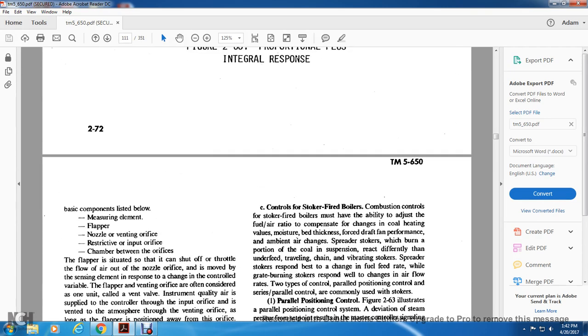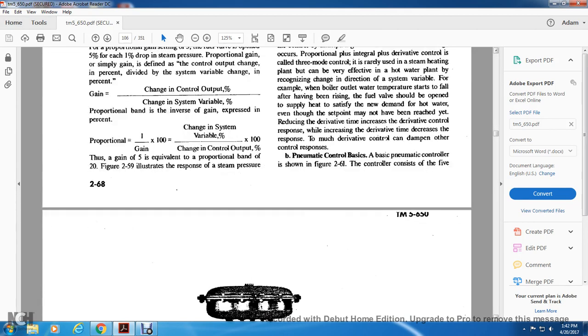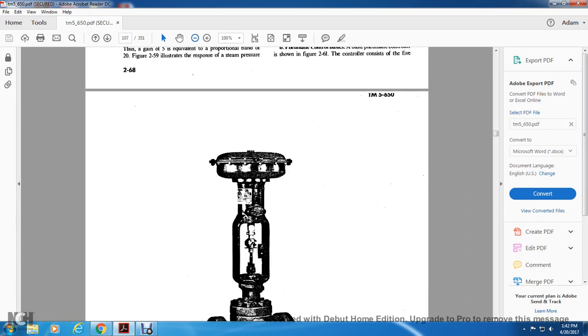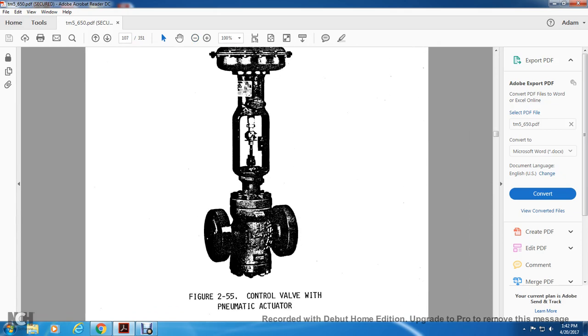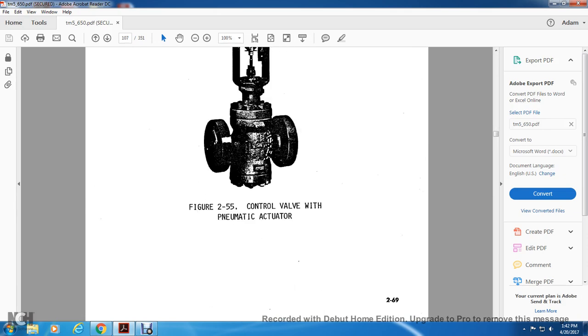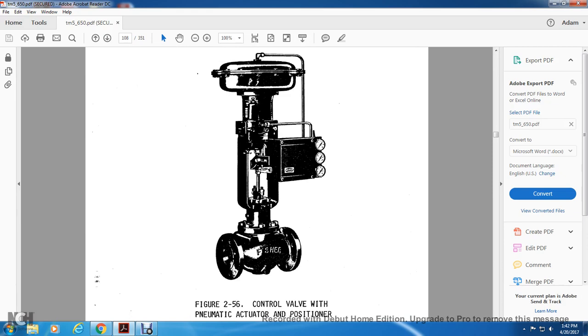5 basic components are listed below: measuring element, flapper, nozzle, venting orifice, restrictive input orifice, and chamber between orifices. Figure 225 shows the control valve with a pneumatic actuator. Figure 256 shows the control valve with a pneumatic actuator and positioner.